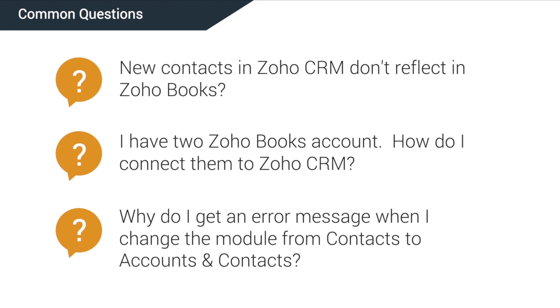Finally, why do I get an error message when I change the module from contacts to accounts and contacts? Now typically when you set up the integration first, you'll be able to select a module that you want to sync with Zoho Books. Now if you want to change the module anytime after the integration has been set up, the best thing we would suggest is just send an email to us at support@zohobooks.com and we'll be able to help you out from our end.